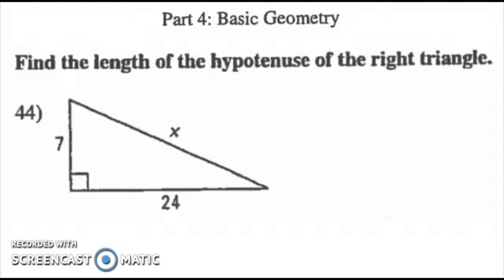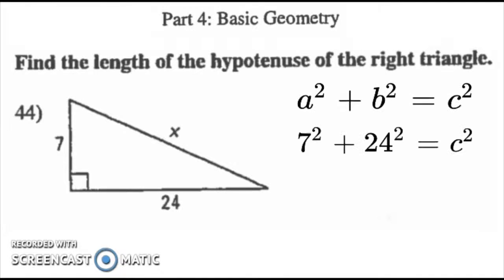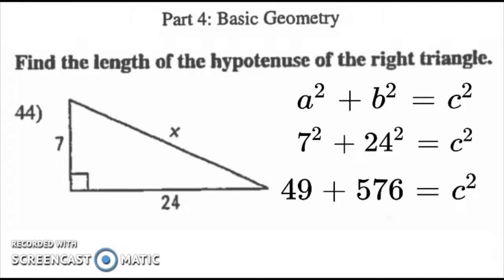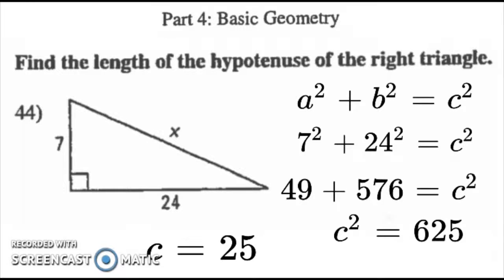44 is asking you to find the length of the hypotenuse of the right triangle. The hypotenuse is the longest length, and it's across from the 90-degree angle. So you have a squared plus b squared equals c squared. Since c squared represents the hypotenuse and we're looking for that, 7 and 24 is going to be the a and b. So we have 7 squared, which is 49, and 24 squared, which is 576. Add them up, you get 625. To get c from c squared, you take the square root and you get 25. So for number 44, you get 25.